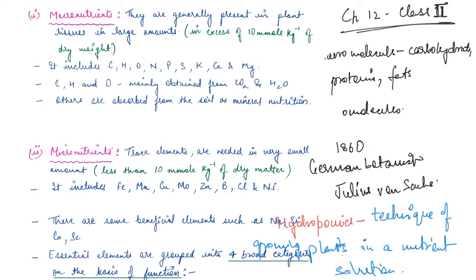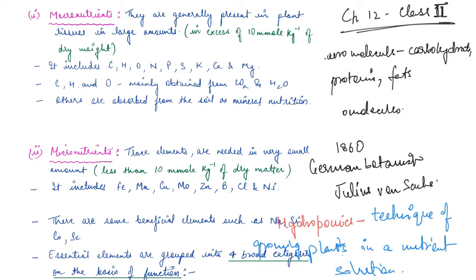Now, what are the micronutrients? Micronutrients include iron, manganese, copper, molybdenum, zinc, boron, chloride, and nickel. So these are total how many elements? 1, 2, 3, 4, 5, 6, 7, 8, 9. 9 are macronutrients. 10, 11, 12, 13, 14, 15, 16, 17. Right? So total 17 essential elements are known to us now. 9 macronutrients and 8 micronutrients, right?